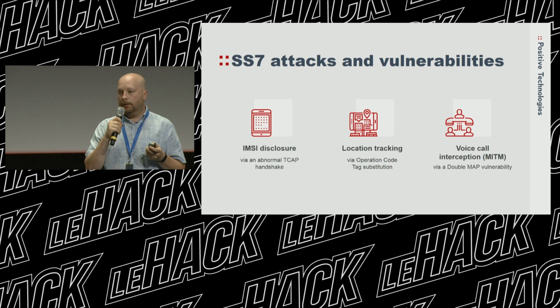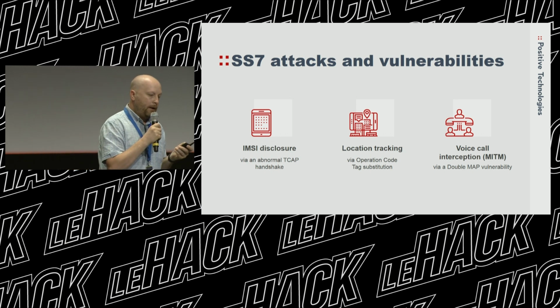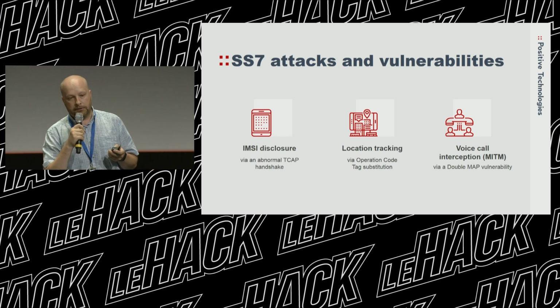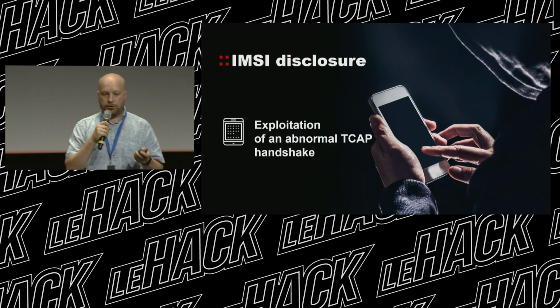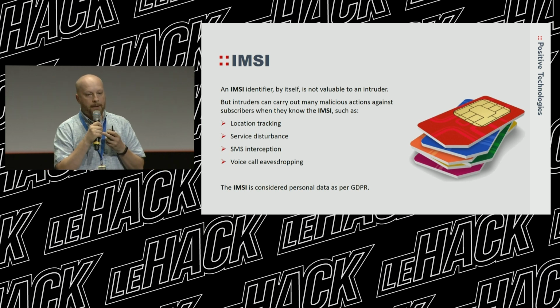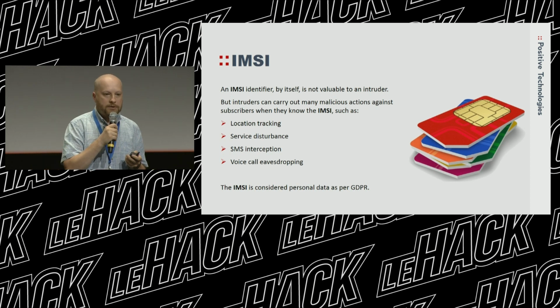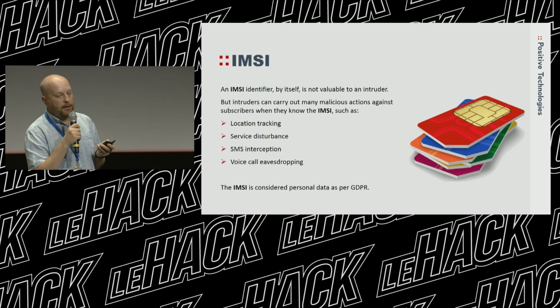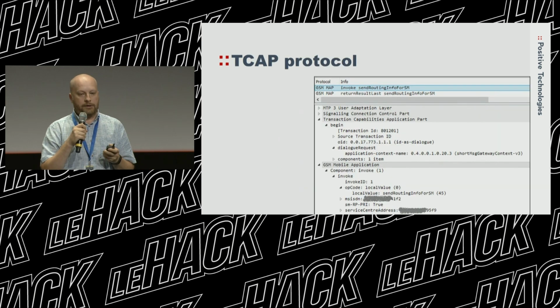So now I will describe several attacks, and to make this story more interesting, our intruder will use different vulnerabilities to exploit or to do some of the attacks. First attack, IMSI disclosure. What's the IMSI and why does the intruder need this information? IMSI itself is not valuable for an intruder, but when the intruder knows this information, they are able to perform more sophisticated attacks, like location tracking, SMS interception, voice call interception, and so on.